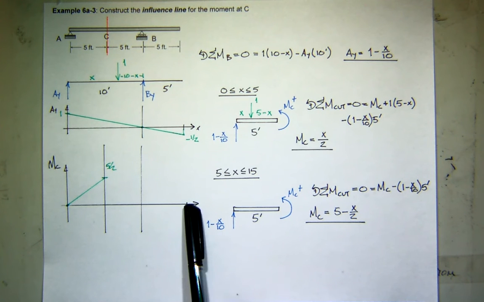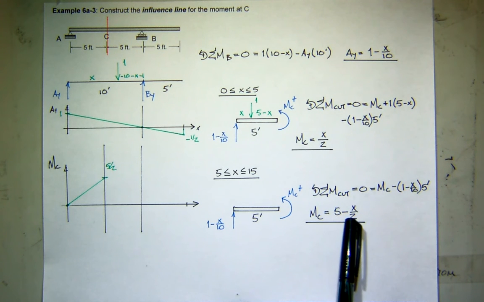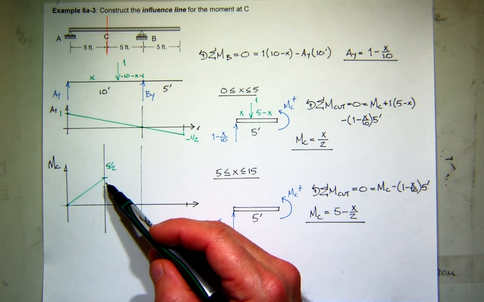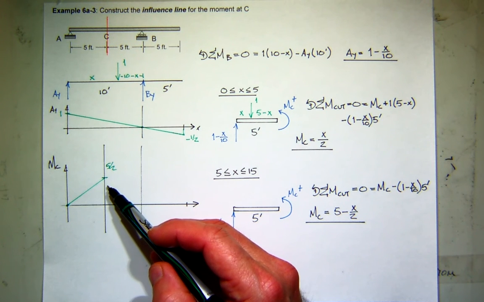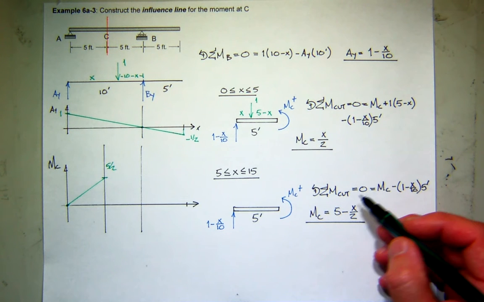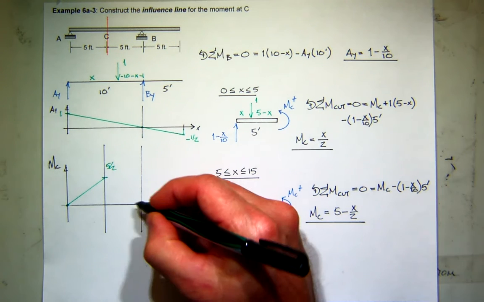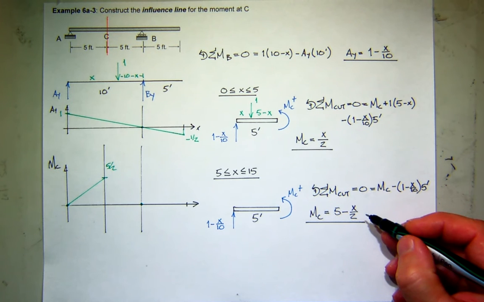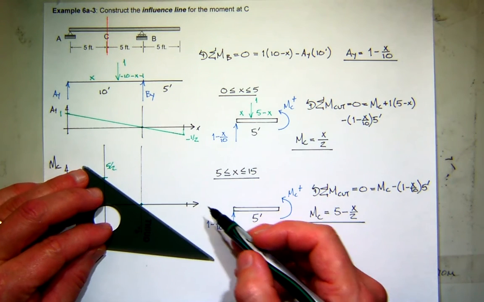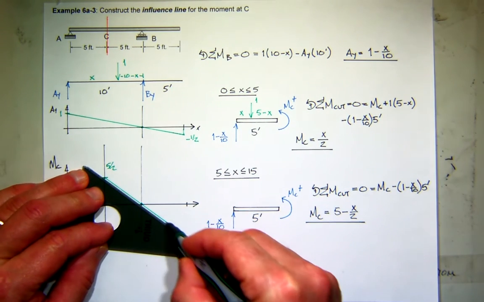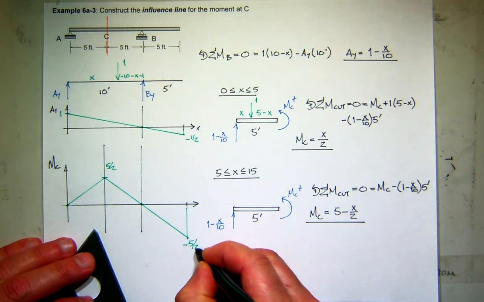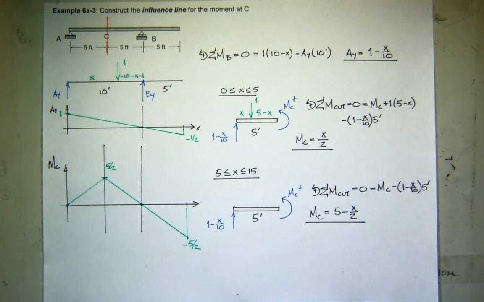From 5 to 15, I have to plot this curve. So I start off with 5. I get 5 minus 5 over 2, which is 5 over 2. So you won't see a discontinuity there. It's got to come back to the same value. And then I'll check it at 10. 5 minus 10 over 2 is 0. And then I'll put 15 in there, and 5 minus 15 over 2 is minus 5 over 2. So there's my influence line for the moment at C.